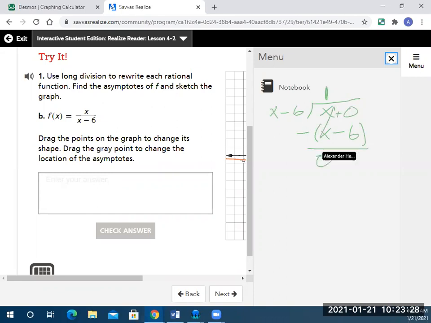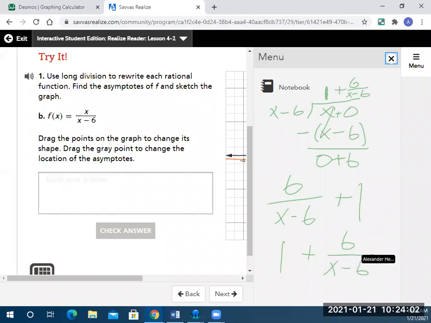And then what is 0 minus negative 6? Positive 6. Subtracting a negative number is the same as adding, right? Minus negative 6 is plus 6. So then you're left with plus 6 over x minus 6. You can write it as 6 over x minus 6 plus 1, if that's easier for you to visualize, or it is 1 plus 6 over x minus 6.